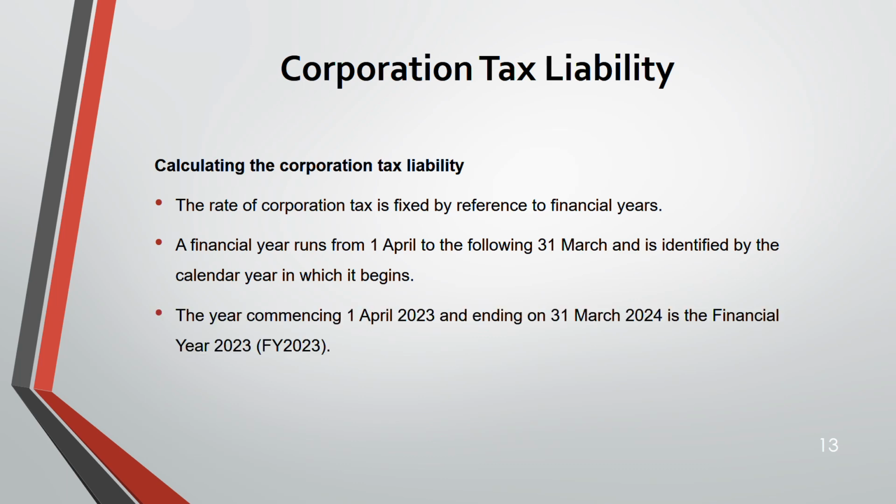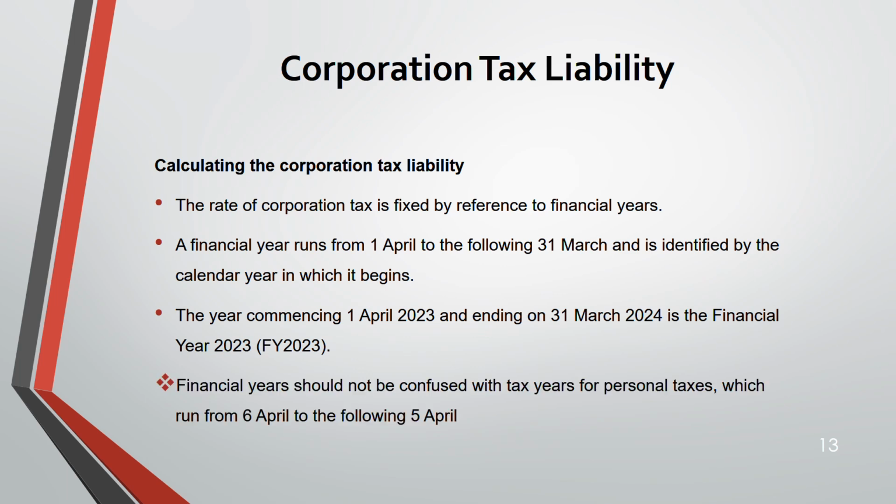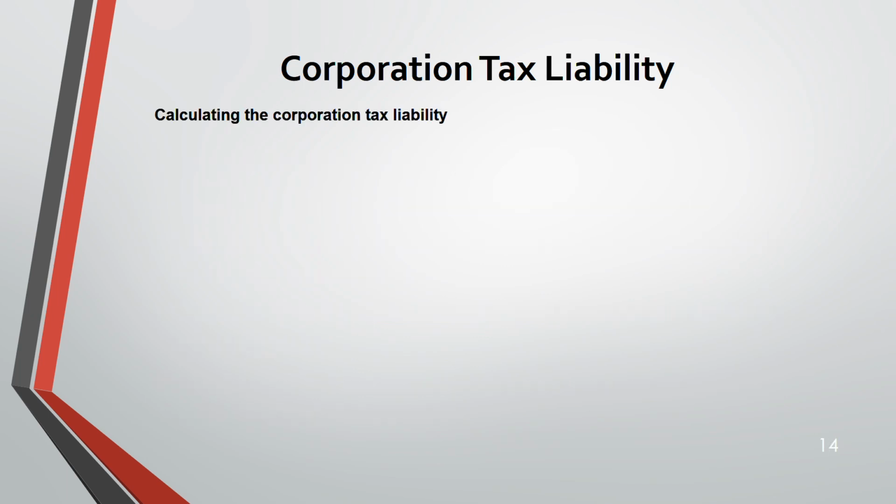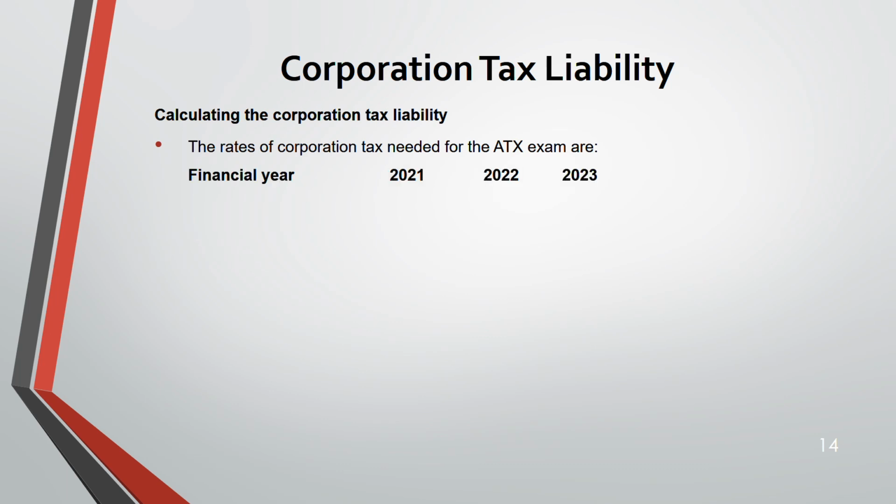Let's say the year commencing on 1st April 2023 will be taken as financial year 2023. Financial years should not be confused with tax years for personal taxes. Personal taxes are your income tax, CGT, inheritance tax. These were your personal taxes, which run from 6th April to 5th April. Now, calculating. The rates of corporation tax needed for the ATX exam are these.